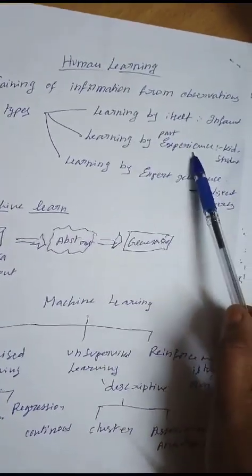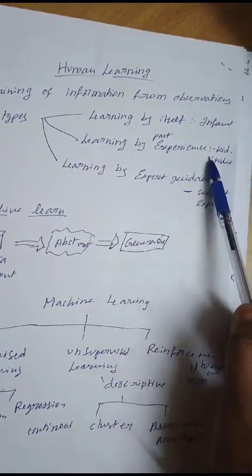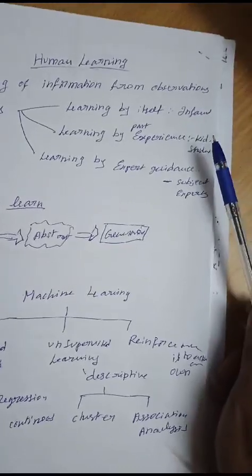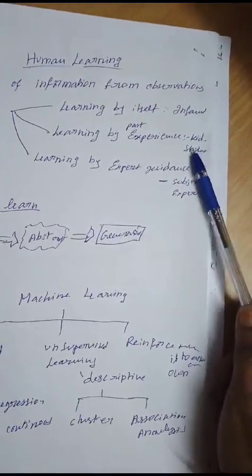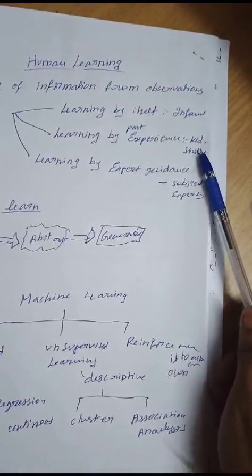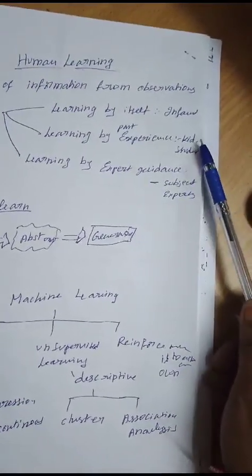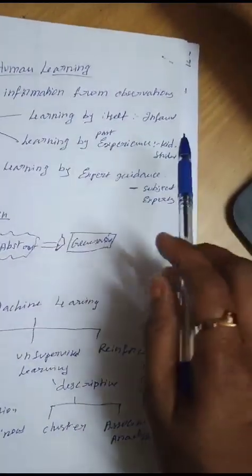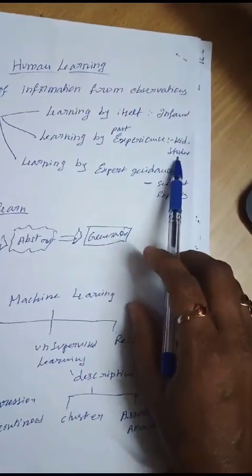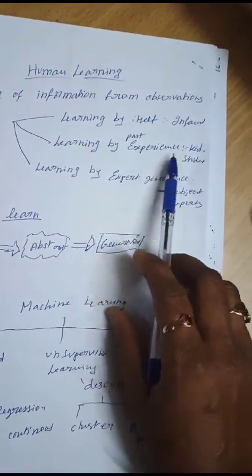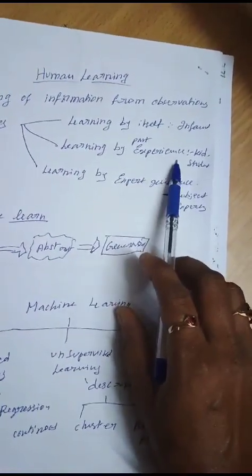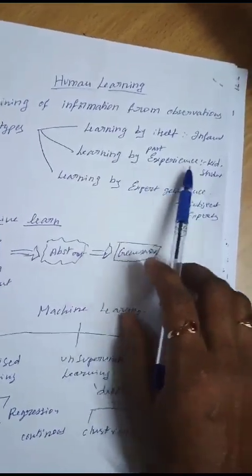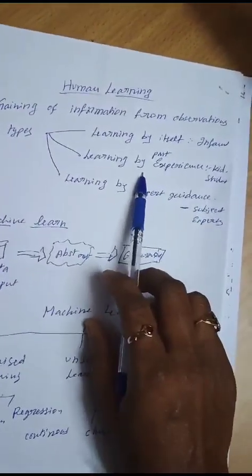Another type of human learning is learning by past experience. The best example is a kid in the first and second standard, where teachers say this is the black color, this is the red color. Based on that past experience, the kid follows it from then onwards to learn the colors. That is also a best example of learning by past experience.